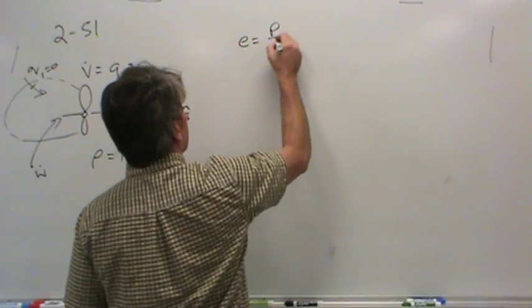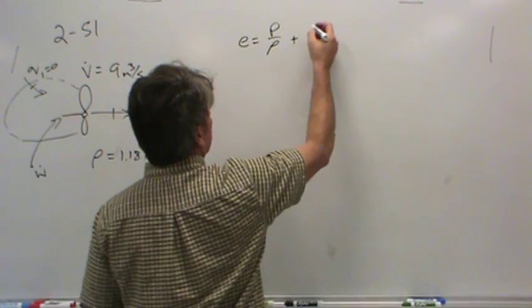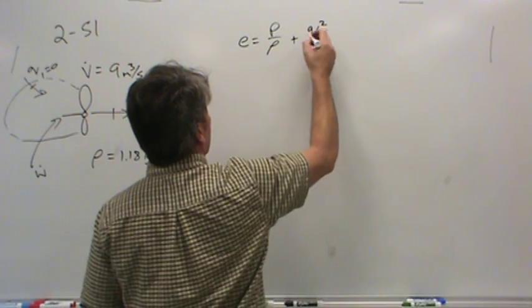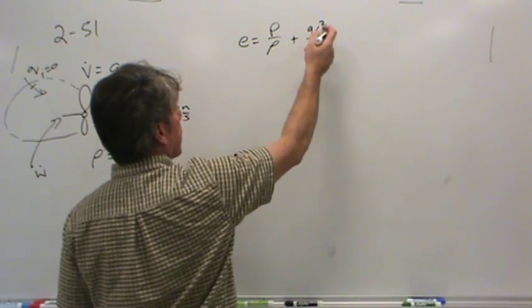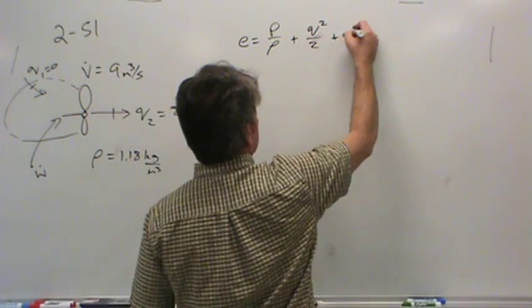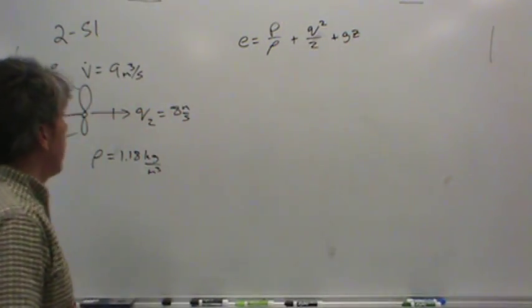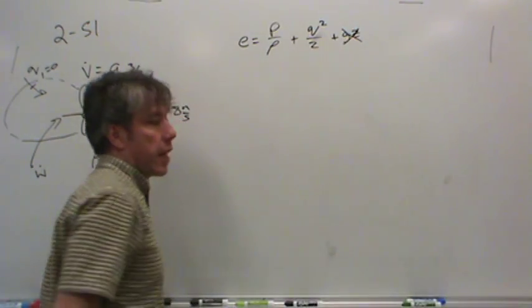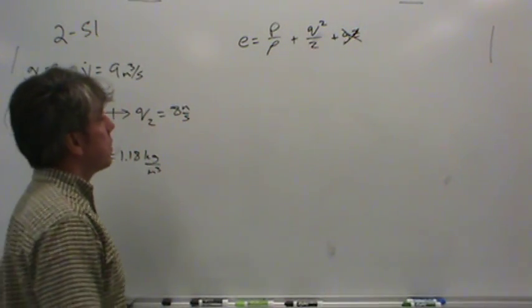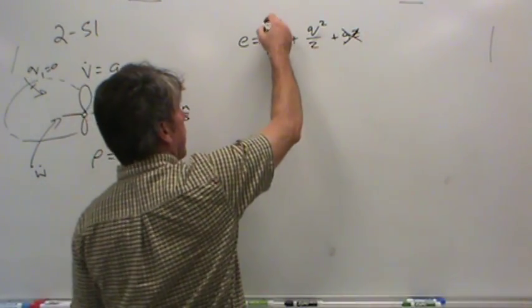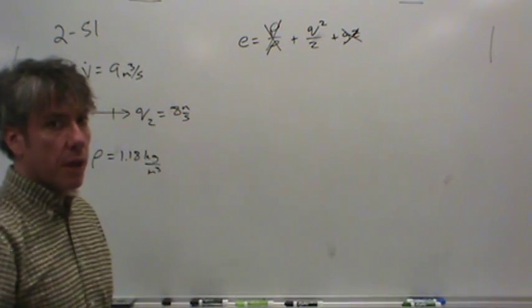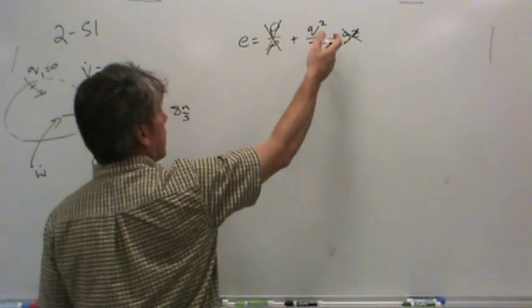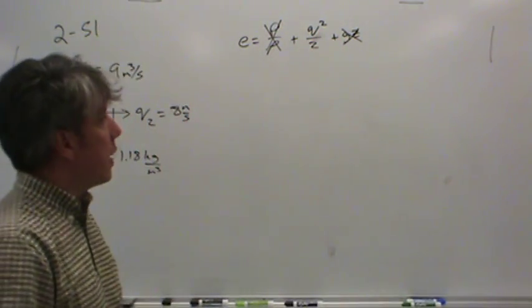So pressure over density is part of the equation, plus V squared over 2, which represents kinetic energy from velocity, plus gz. Now, we don't know anything about the elevation change across the fan of the air, so we can't say anything about how the potential energy of the air changes. The pressure before and after the fan are the same too, because this is all just exposed to atmospheric pressure. So the only form of energy that we're going to track in this problem is the kinetic energy.